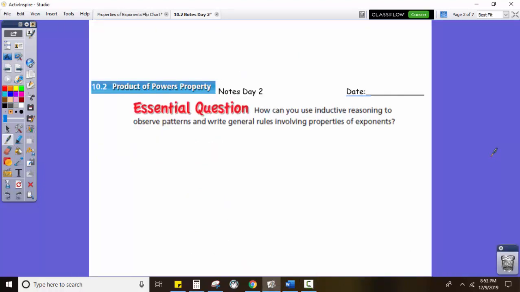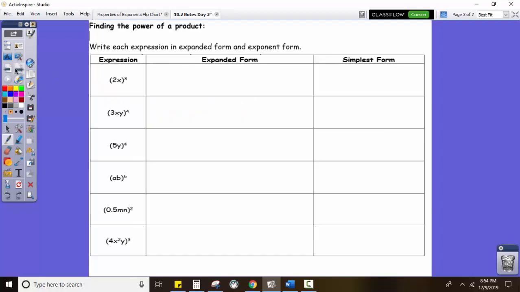Okay, so we're going to look at how we can apply the product to power properties and coming up with that general rule of what we need to do so we don't have to write it out in expanded form each time. So this is in your Unit 10 notes packet. It's the 10.2 notes day 2. So we're going to fill out this table first. It says find the power of a product. Now a product means multiple factors are multiplied together.